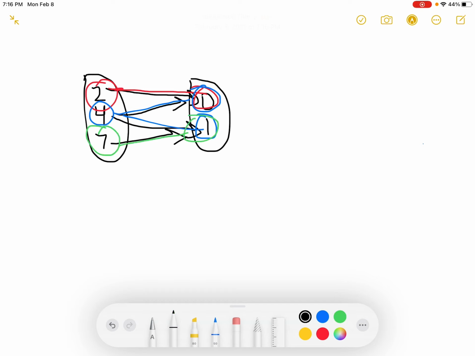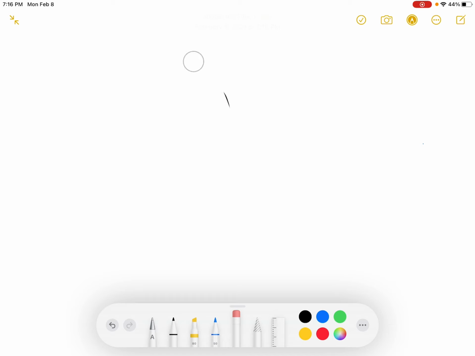This would not be a function. Why? Because the 4 points to 0 and 1, and it can only point to one thing. So no, that wouldn't be. If it only pointed to 1, then it would be. But let's look at a different example.